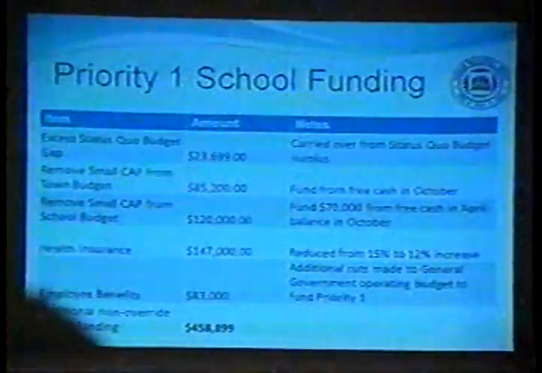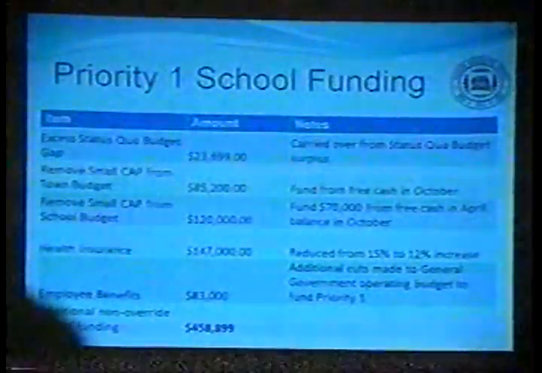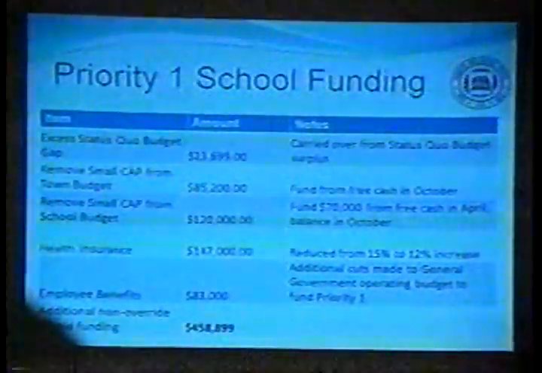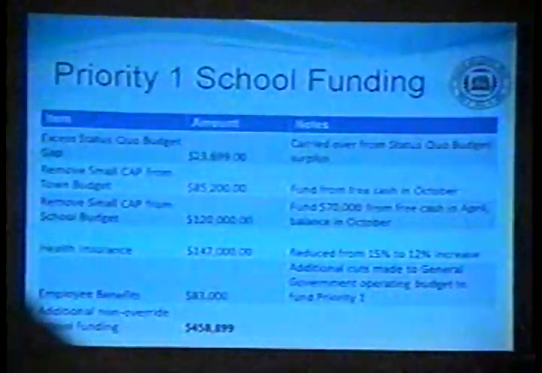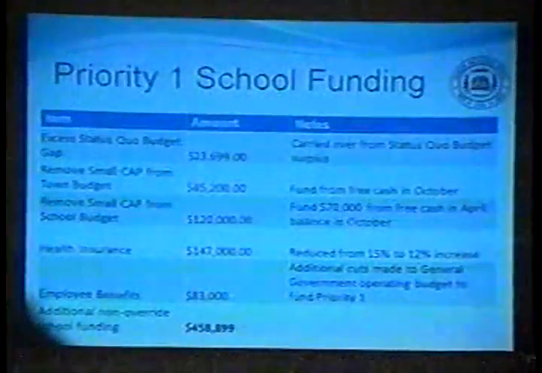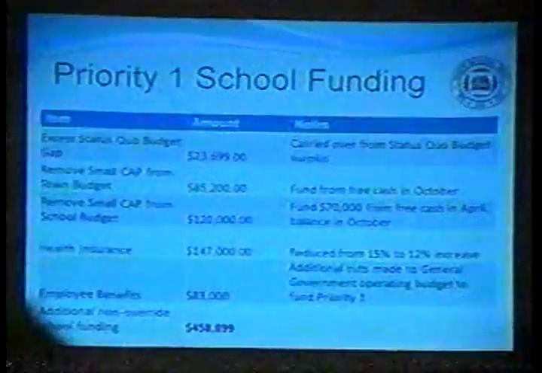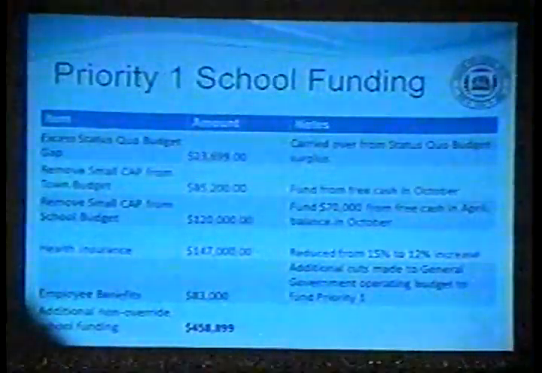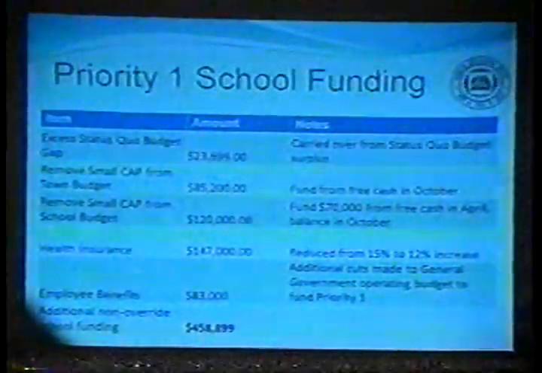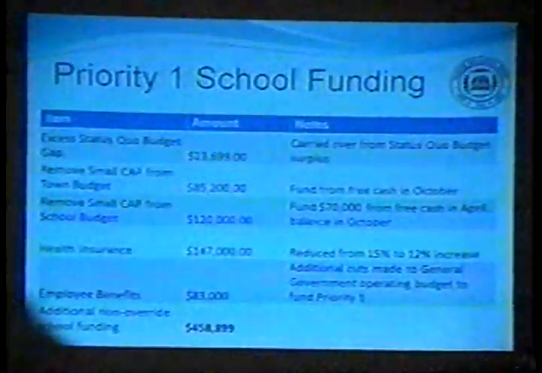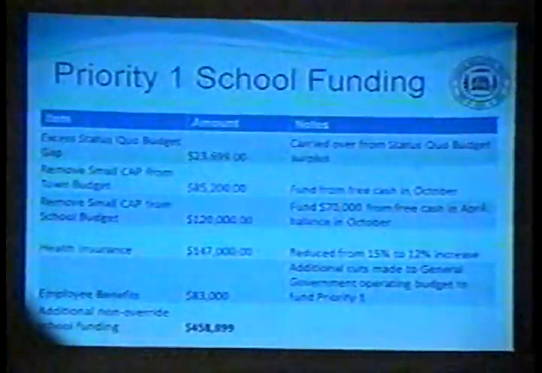Similarly, we took $120,000 from the school budget for small cap, and we broke it up in the following way. You already have passed $70,000 worth of that cut, which was for new adoptions of textbooks, and we did that at the special town meeting. We took the $70,000 from free cash. The balance, $50,000, we will take in October to fund various pieces of small capital for the school, including copy machines, etc. And the school department was, in fact, in support of this change.